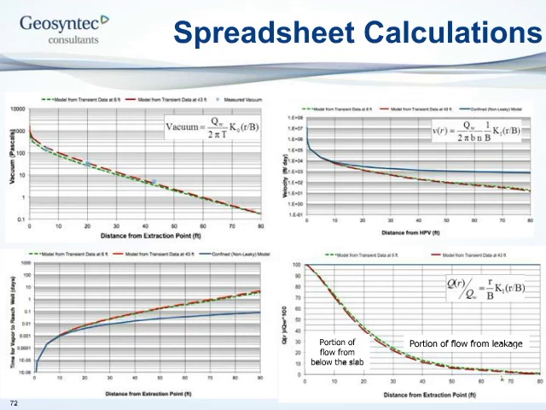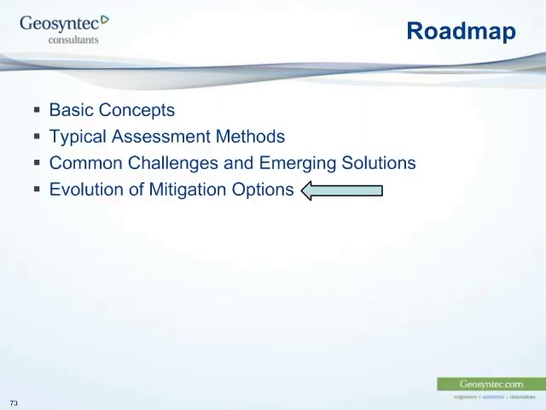And we can also calculate the profiles of vacuum versus radial distance, of the soil vapor velocity versus radial distance, the travel time to get to the point of extraction versus radial distance, and the proportion of flow that's coming from the subsurface compared to the proportion of flow that's coming from leakage. And all of this is useful information for understanding the high volume sampling test results or designing an optimized mitigation system for below the building. Next slide.